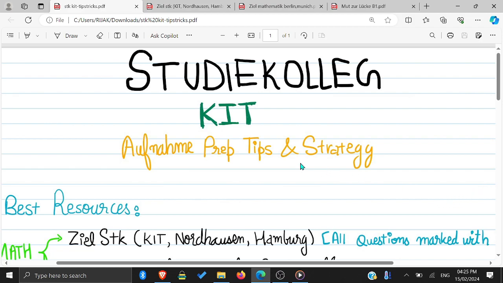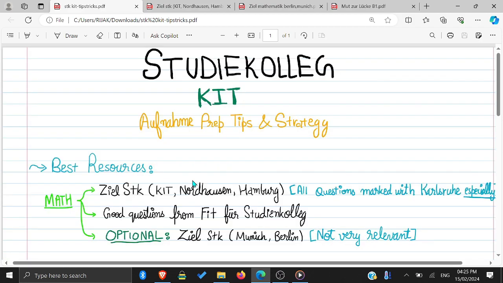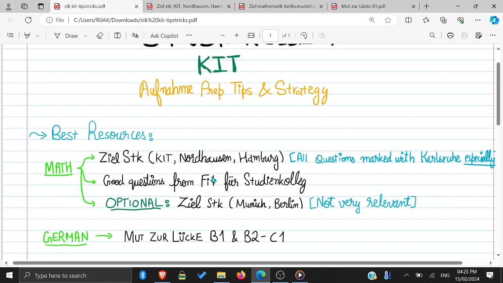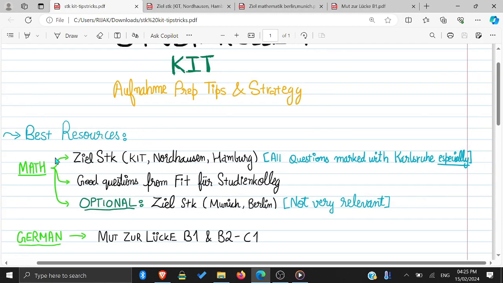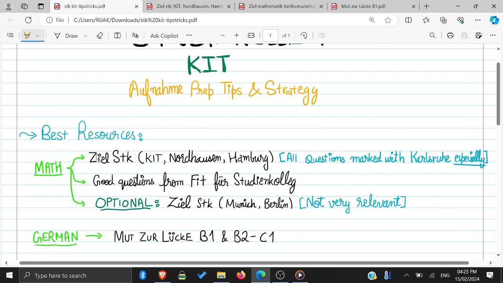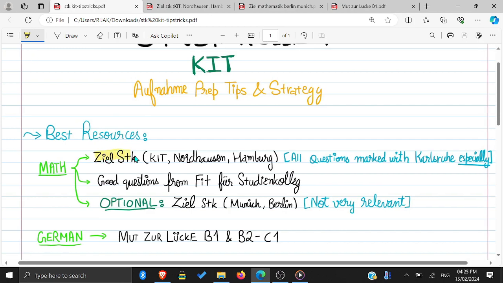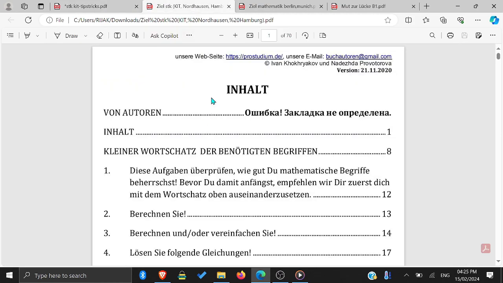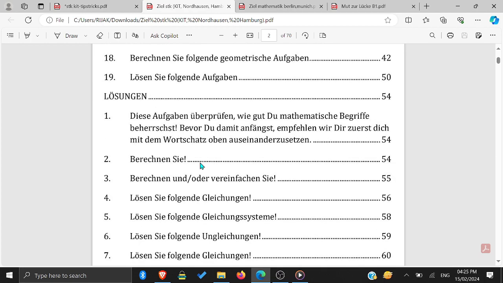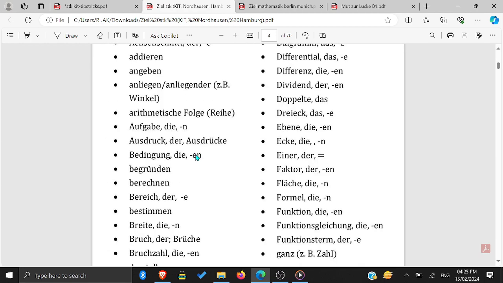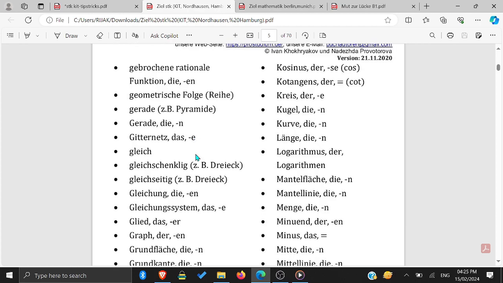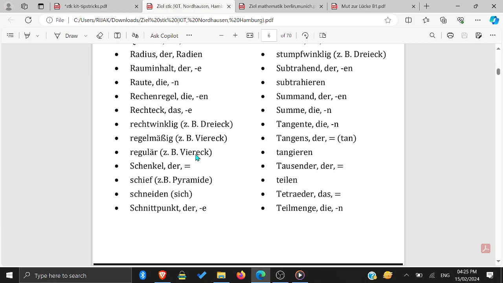A lot of people ask what are the best resources to prepare for the Karlsruhe Aufnahme test, or generally all Aufnahme tests. And for that, I really recommend Ziel Studienkolleg. That's a great book for the math part of the Aufnahme test. And for KIT, obviously, I recommend you to do the KIT Studienkolleg book from Ziel, and I can show that to you here. This is the Studienkolleg KIT Ziel, and yeah, I really recommend this book because the topics are really relevant in the exam, and I've seen a lot of questions come which I've already practiced with Ziel.